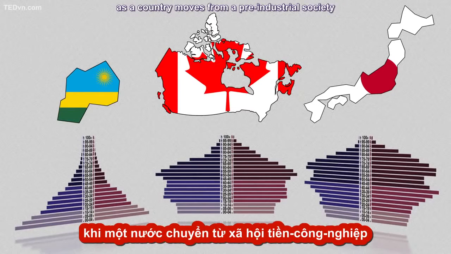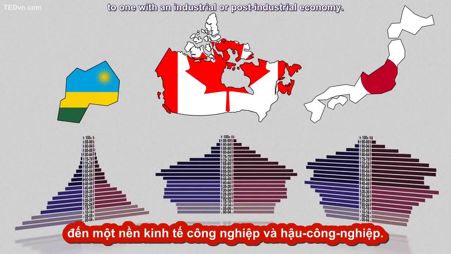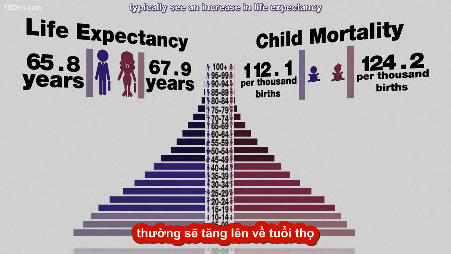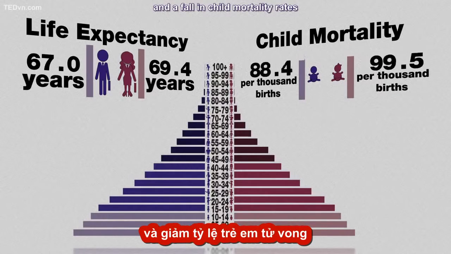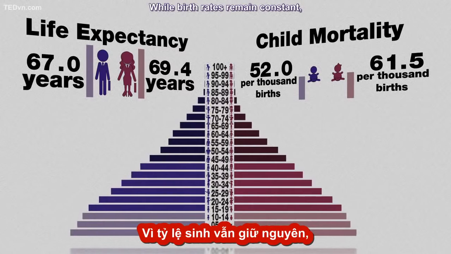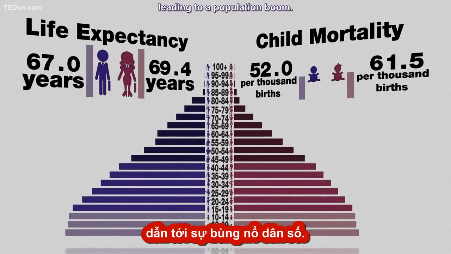transition as a country moves from a pre-industrial society to one with an industrial or post-industrial economy. Countries that have only recently begun the process of industrialization typically see an increase in life expectancy and a fall in child mortality rates as a result of improvements in medicine, sanitation, and food supply, while birth rates remain constant, leading to a population boom.